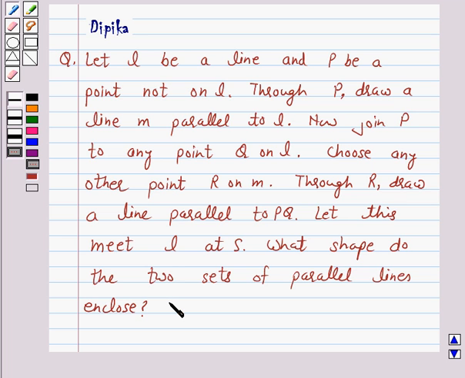Now here we can use any one of the properties regarding the transversal and parallel lines to make this construction using ruler and compasses only. So let's start the solution.